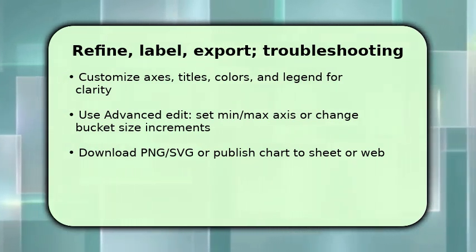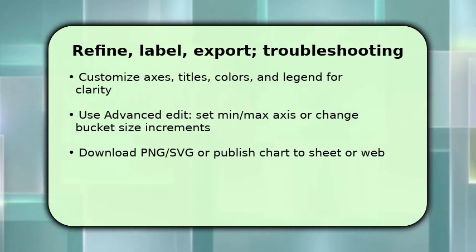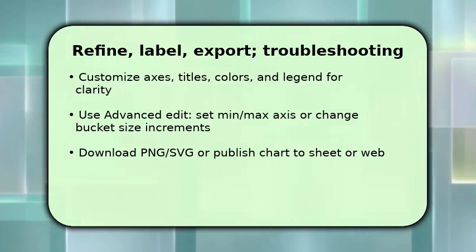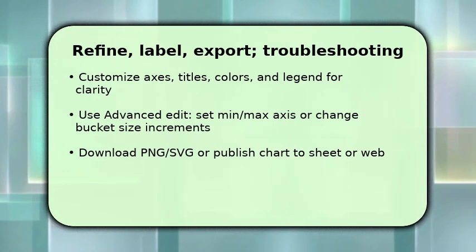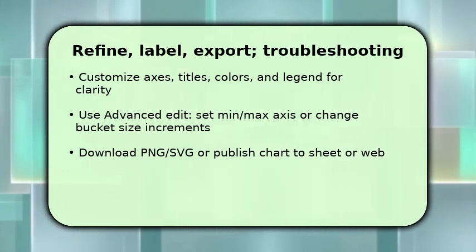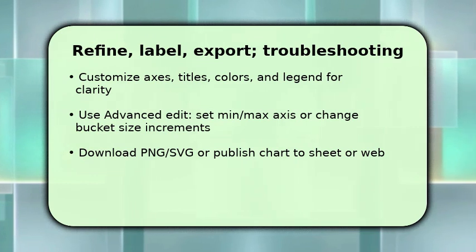If the histogram looks wrong, check that values are numeric, remove hidden or blank cells, and reduce extreme outliers. Adjusting bucket size often fixes distorted distributions quickly.